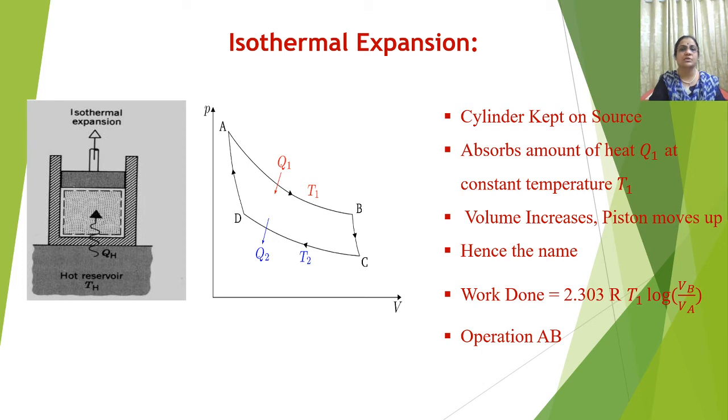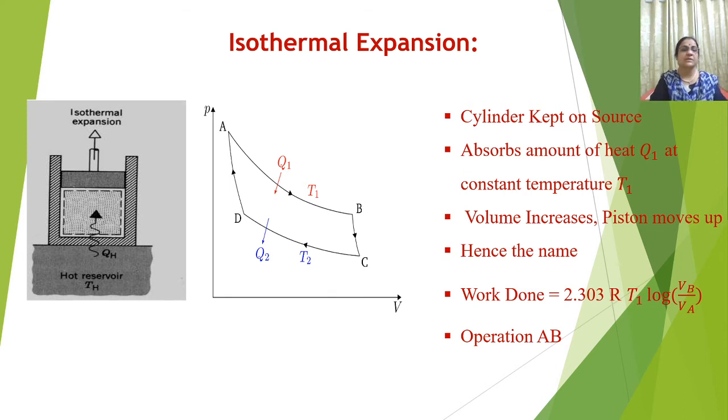Initially, isothermal expansion. As seen in the diagram, you can see a graph P versus V. This graph is called PV cycle or PV diagram or indicator diagram. As I have told you, there are four operations. So, in this graph also you can see four operations: AB, BC, CD and DA. Now let us see the first operation, that is isothermal expansion.